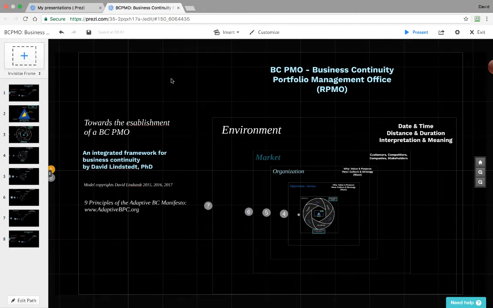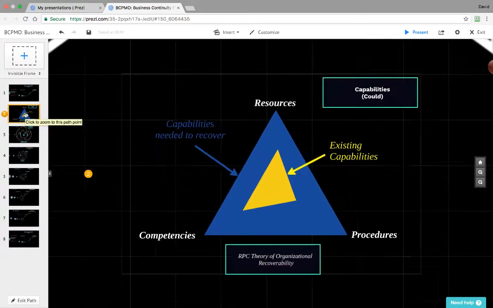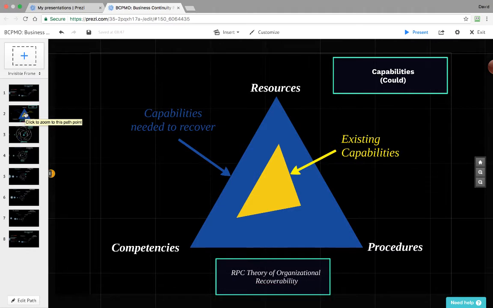I want to talk today about a business continuity portfolio management office and explore that idea a little bit and think about what might be involved and how we might found and establish such a BC PMO. And we need to start our investigation at the capabilities level.